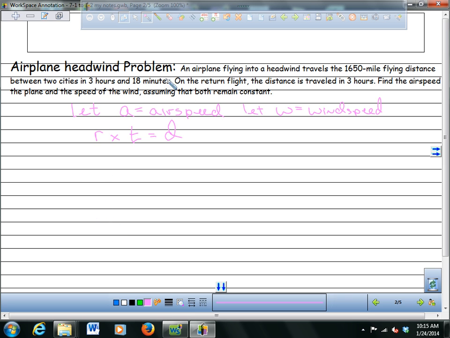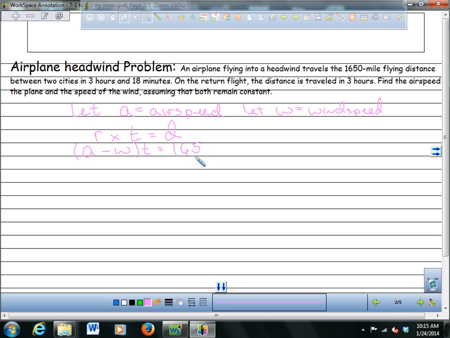So if I'm flying into a headwind, it travels this distance and it takes me 3 hours and 18 minutes. So the way I set that up is the airspeed minus the wind speed. And this is kind of an ideal environment in which the headwind is slowing you down by exactly the amount that it's blowing, which isn't really the case, but this is idealized. So A minus W times the time is equal to 1650.